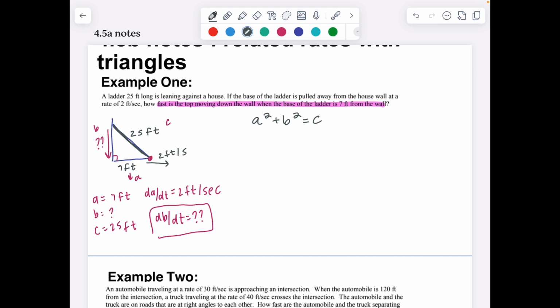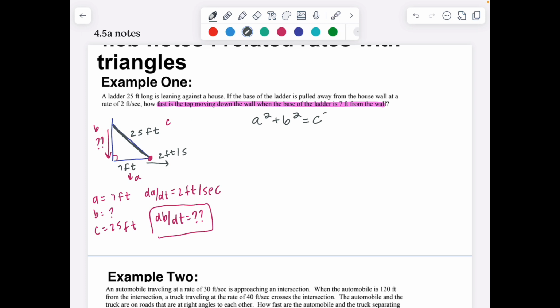So what I'm going to do is take the derivative of both sides. But before I do that, one thing I can do is look at this equation. A is changing, because the ladder is being moved away. B is changing, because the ladder is being moved down. But the one thing that's not changing is the ladder, right?